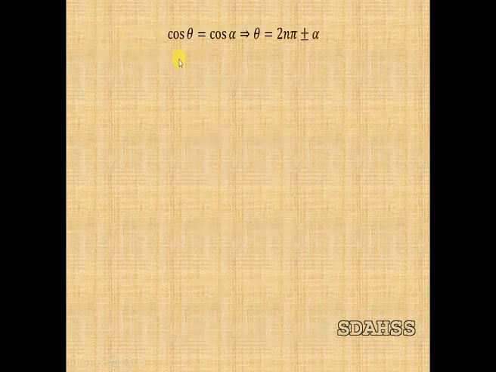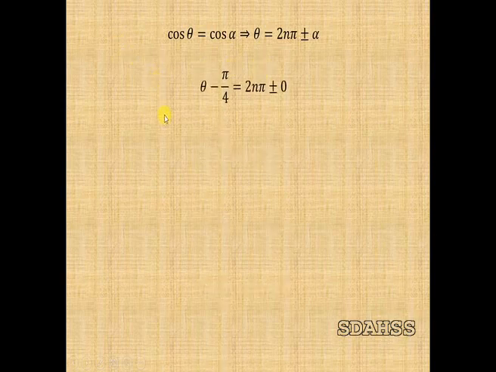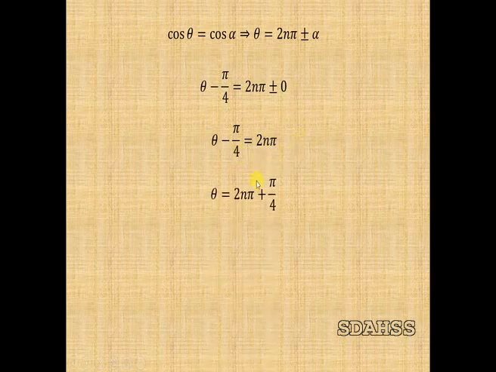Cos theta = cos alpha means theta = 2n pi plus or minus alpha. So here theta - pi/4 = 2n pi plus or minus alpha, where alpha is 0. Then you bring this up. So this can be written as theta - pi/4 = 2n pi. You bring this minus pi/4 to the other side, it becomes positive. So theta = 2n pi + pi/4.